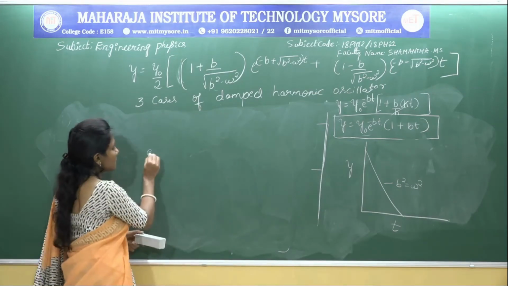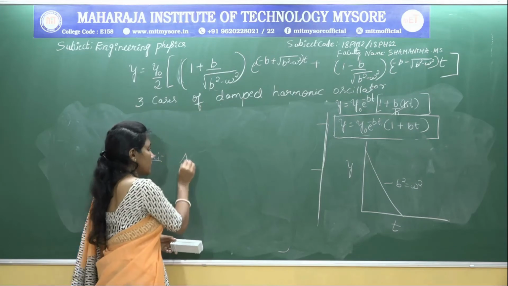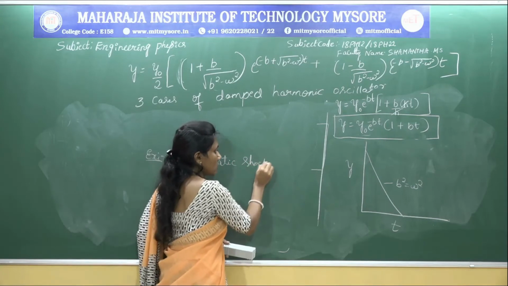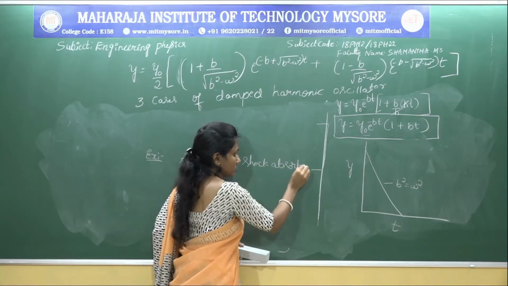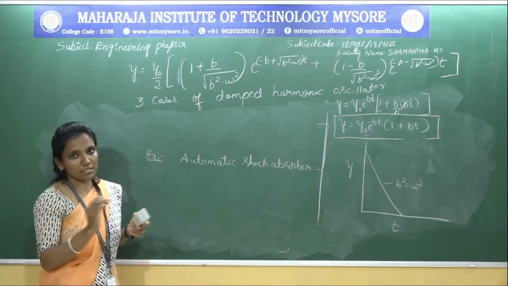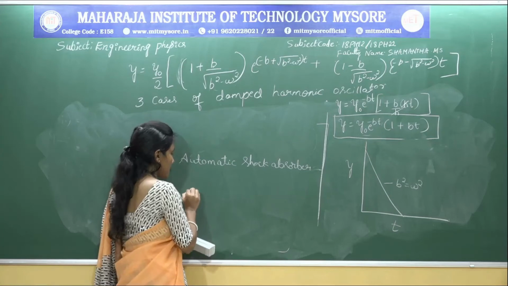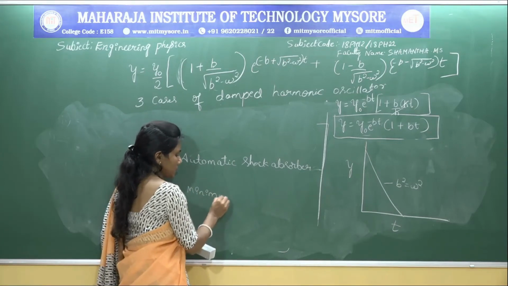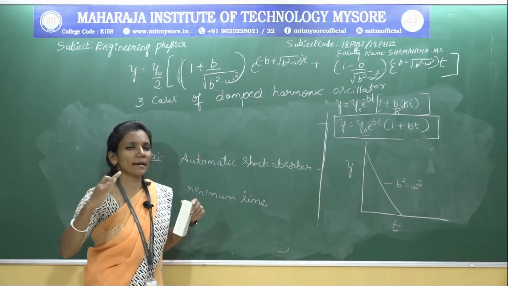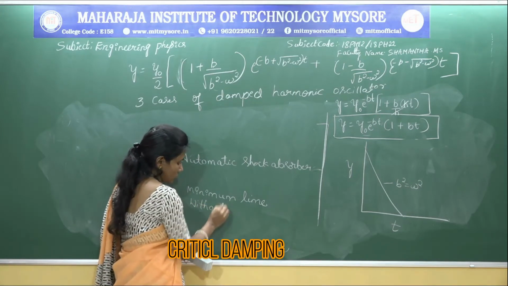So what are the examples for this? We observe it in the automatic shock absorber of vehicles. In a car or a bike, we observe this critically damped oscillation. It suddenly comes back to its mean position within the minimum time, without oscillation. It just moves and comes back to the initial position without oscillation.